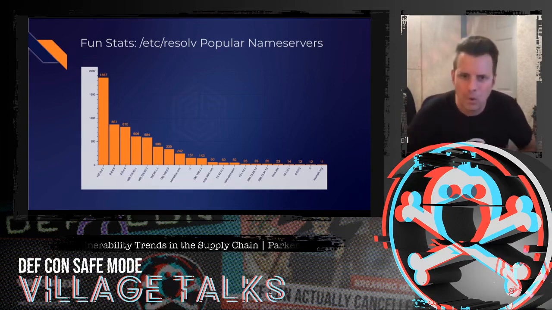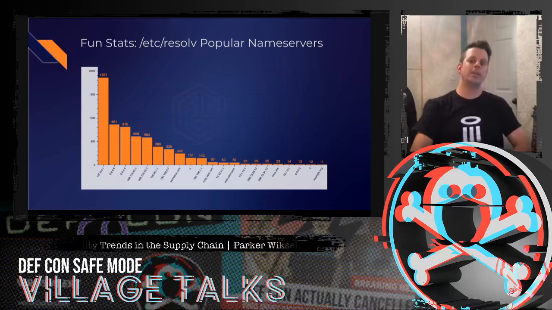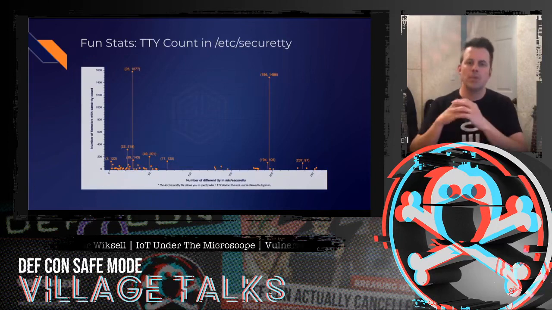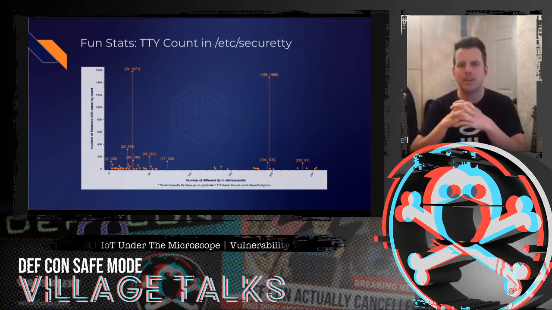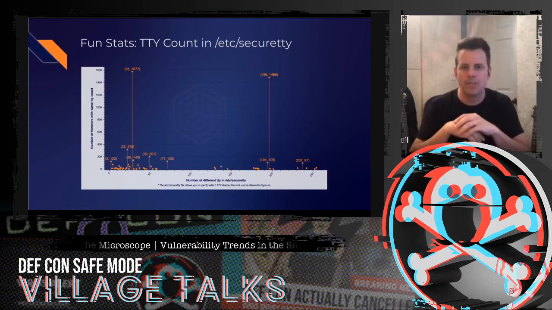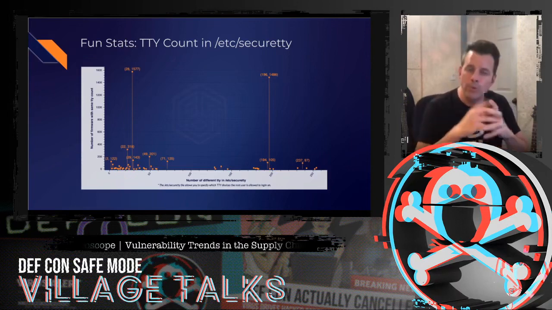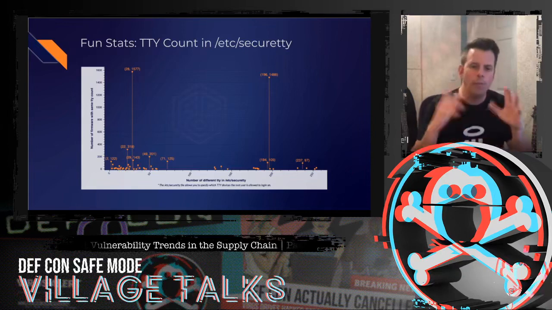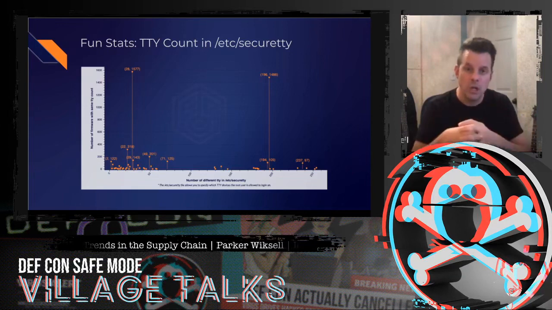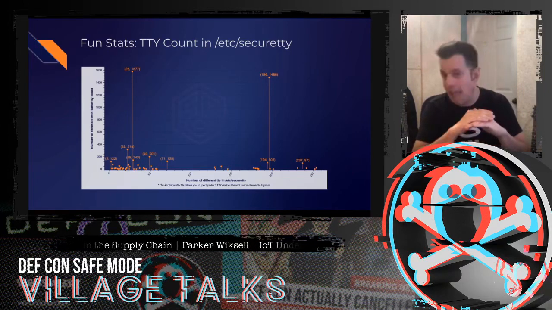Even stuff like corp.ubnt.com doesn't exist, but it's running on a device as a resolver. So if someone decides to turn up that host name and then start serving requests on there, you could have some interesting results, right? Here's another one, TTY count in /etc/securetty. If you look at the bottom, the /etc/securetty file allows you to specify which TTY devices a root user is allowed to log in on. So let's just make one thing clear. Once you have an IoT device in production, you probably shouldn't be logging into that device at all.